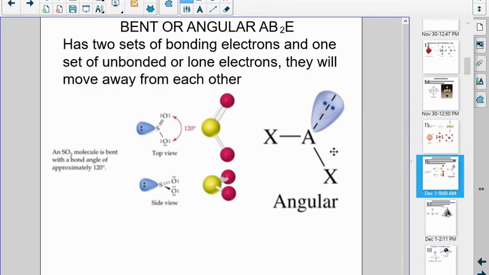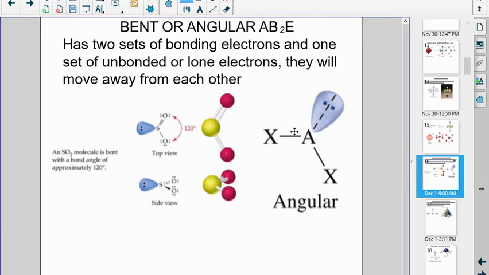So now we're going to take those shapes that we just did, and we're going to replace one of the bonds with a lone pair of electrons. So this is called bent or angular. If this pair up here was another X, that would be our trigonal planar shape, right? We would have A in the middle and 3 atoms coming off that central atom. Instead, we replace one of those atoms with a lone pair of electrons. So that's AB2E. It was AB3, but again, we replaced one of the B's with a pair of electrons.